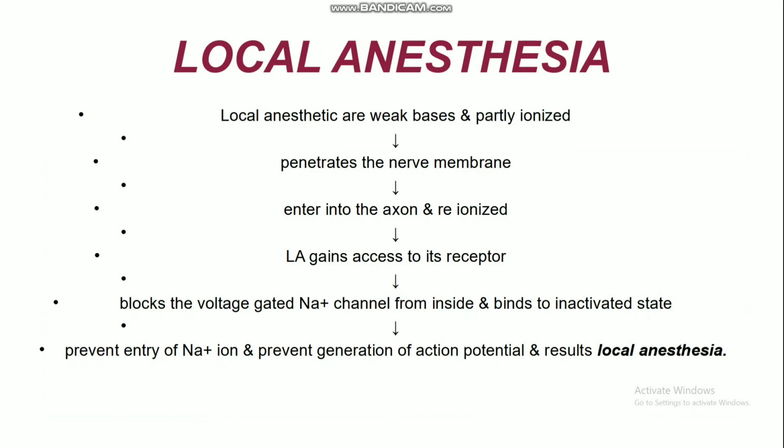Local anesthesia is given mainly at the location where the surgery is happening. In this region we provide local anesthesia, so without total unconsciousness or total amnesia, the local region is anesthetized. The mode of action: local anesthetics are weak bases, partly ionized, and they penetrate the nerve membrane, enter the axon and reionize.